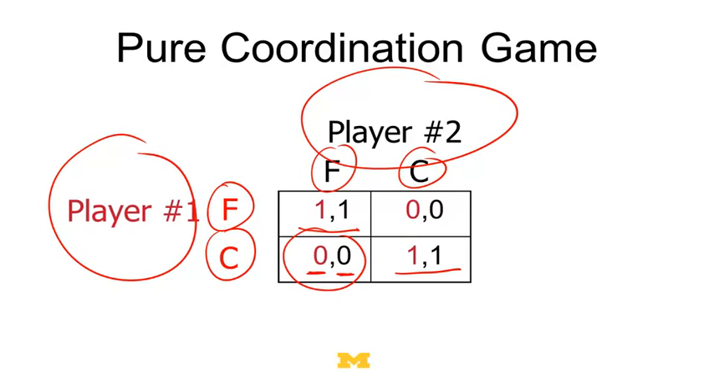Because neither one, they go to find the ketchup and they can't find it, so they run to the store and have to buy ketchup. So if you put it in the same place, make the same decision, you get a payoff of 1. And if you make opposite decisions, you get a payoff of 0.